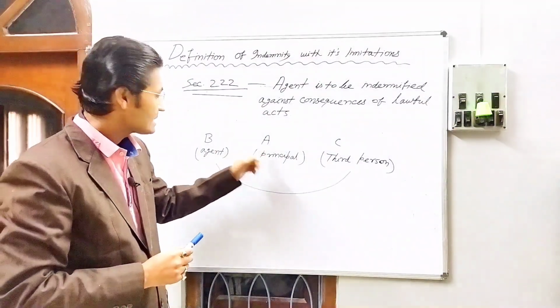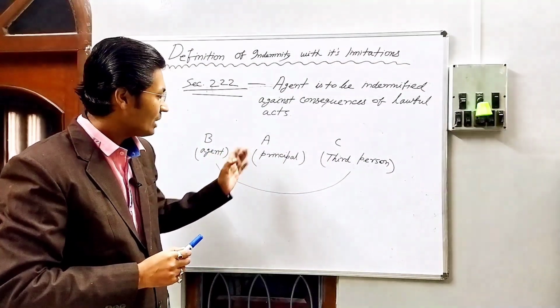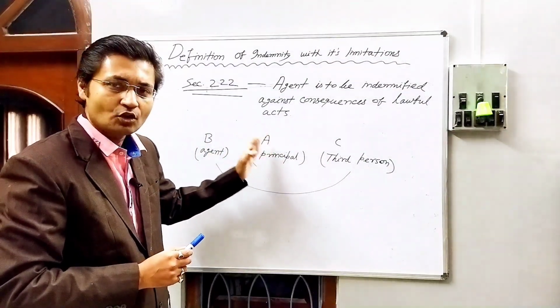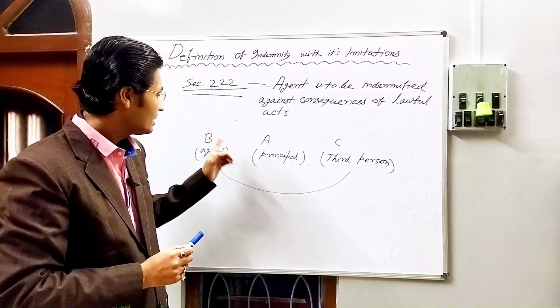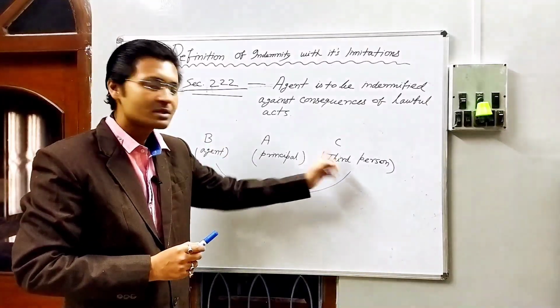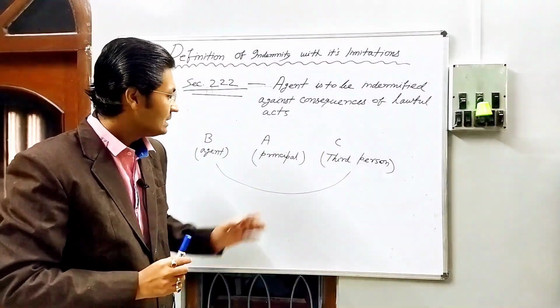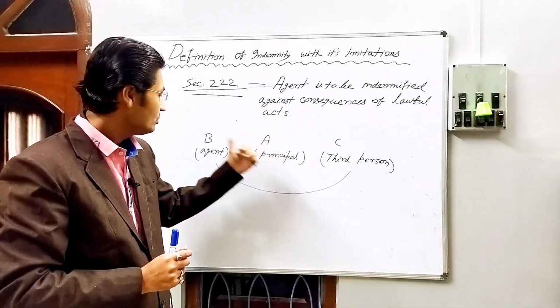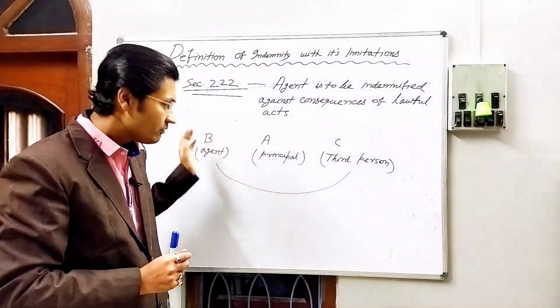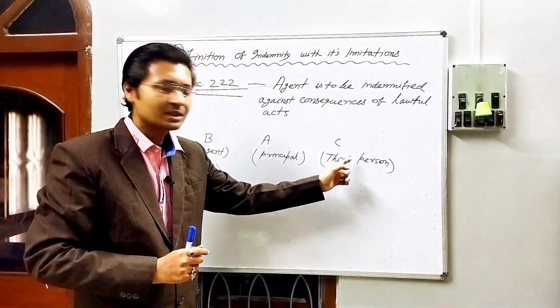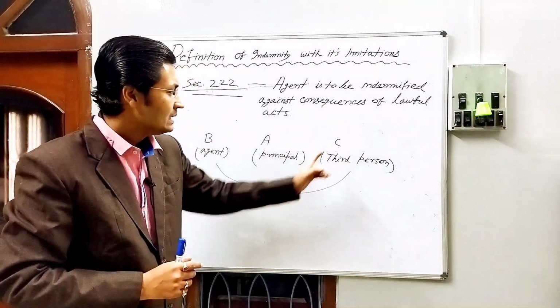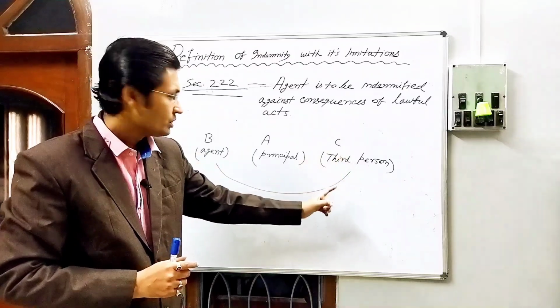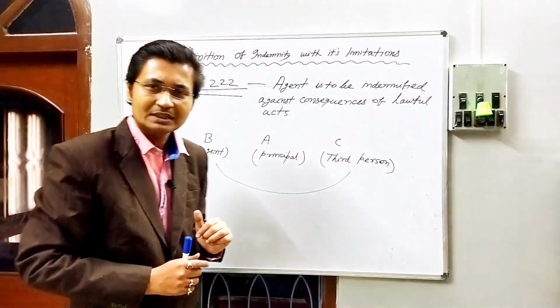Now, A has given the instruction. So, ultimately A will supply the commodities to B, which B will carry before C. But what happened? A did not supply any goods or commodity to B. So, B failed to supply the goods to the third person. What happened? C filed a suit against B for damages.